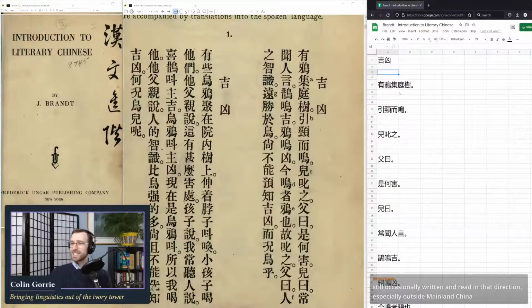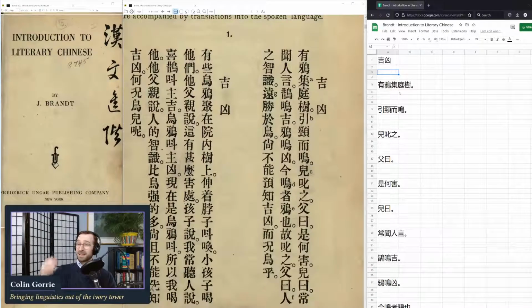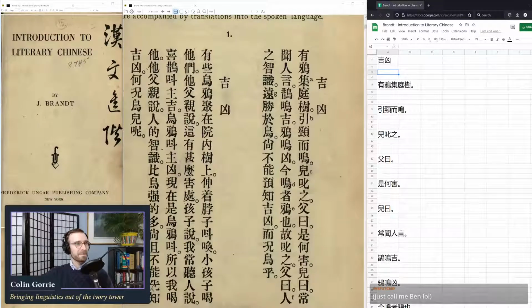Oh, yeah. So I see. That's a lot of letters. Yes, it's still occasionally written and read in that direction, especially outside of mainland China. Absolutely, and I think it looks really cool. And as a left-handed person, it's a lot nicer to go in that direction for me, or at least for the people who are going to read my ink-smudged writing. So, okay, let's begin.